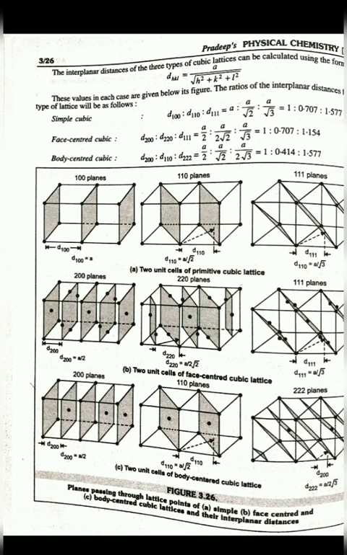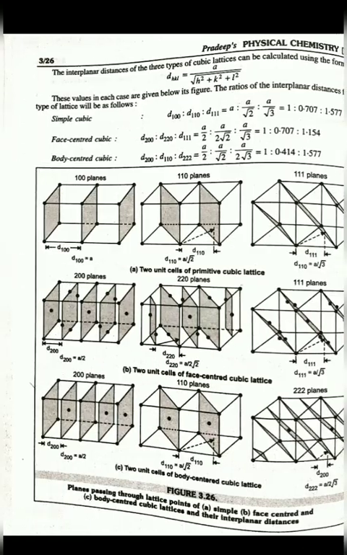Face centered cubic: d200 ratio d220 ratio d111 is equal to a upon 2 ratio a upon 2 root 2 ratio a upon root 3, which is equal to 1 ratio 0.707 ratio 1.154. Body centered cubic: d200 ratio d110 ratio d222 is equal to a upon 2 ratio a upon root 2 ratio a upon 2 root 3, which is equal to 1 ratio 0.414 ratio 1.577.